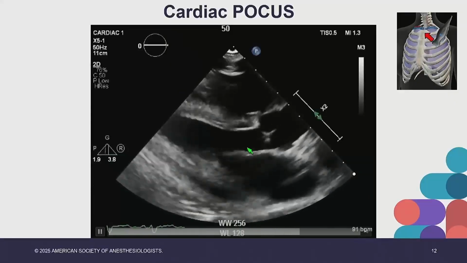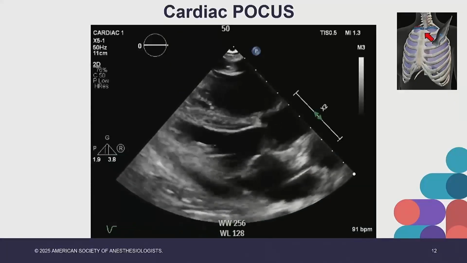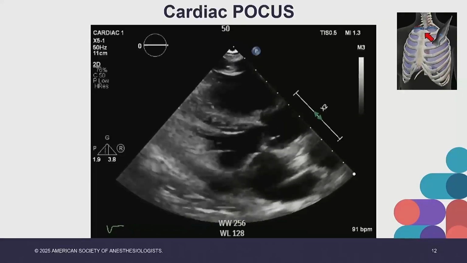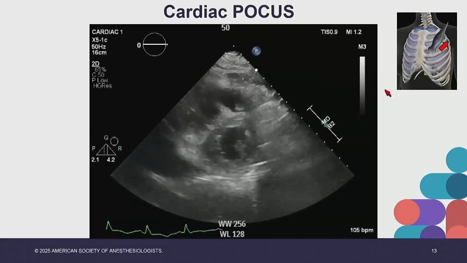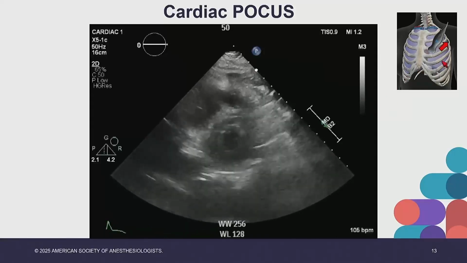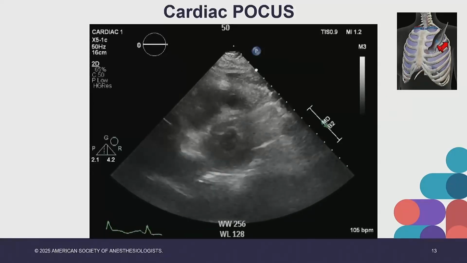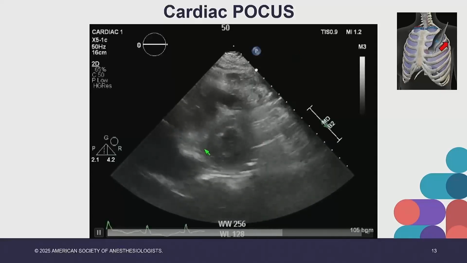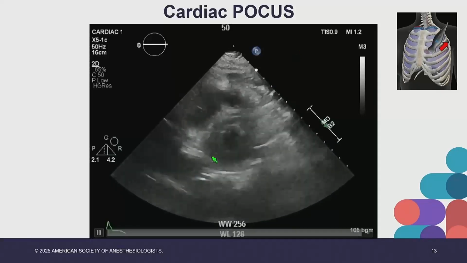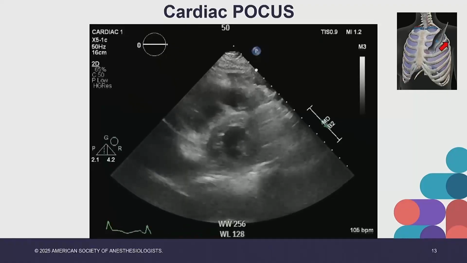And the heart looks like it's squeezing well, and it doesn't look like it's particularly volume overloaded. It looks like, if anything, it is underfilled. When we rotate the probe marker 90 degrees so that now the probe marker is facing the left shoulder, you can see a short axis view. And this is the left ventricle here in cross section. And again, looks relatively hyperdynamic and underfilled.